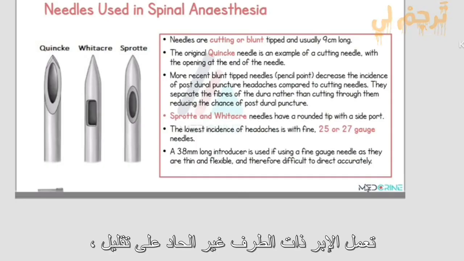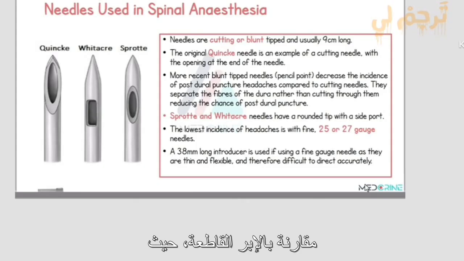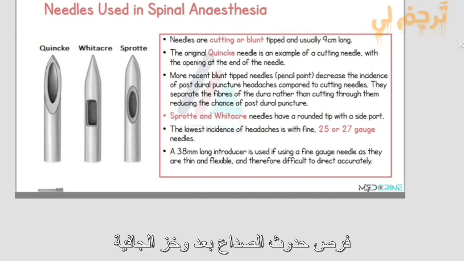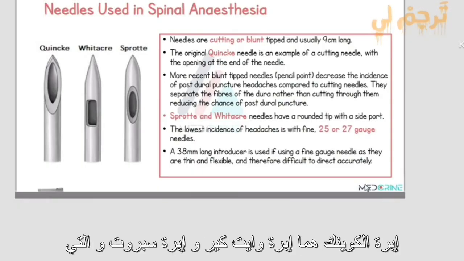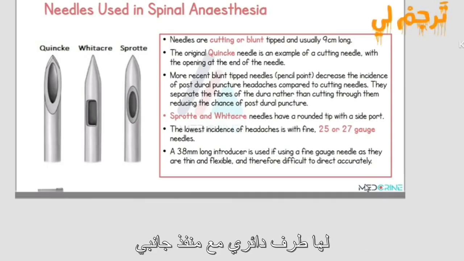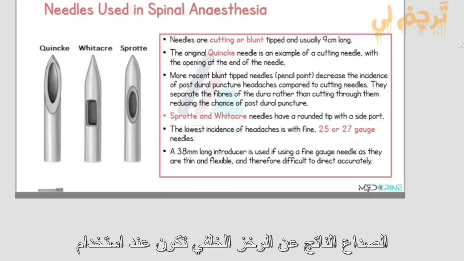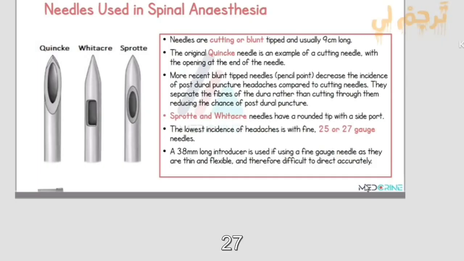Blunt tip needles decrease the incidence of post-dural puncture headaches compared to the cutting needles, as they separate the fibers of the dura mater rather than cutting through these fibers, therefore reducing the chances of a post-dural puncture headache. The two other needles besides the Quincke needle are the Whitacre and Sprotte needles, which have a round tip with a side port. The lowest incidence of these post-dural puncture headaches is when a fine needle is used, usually between 25 to 27 gauge.